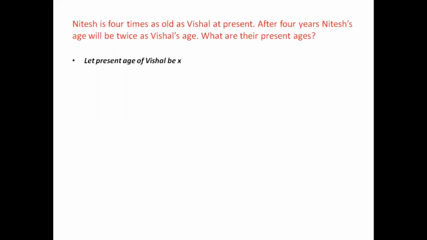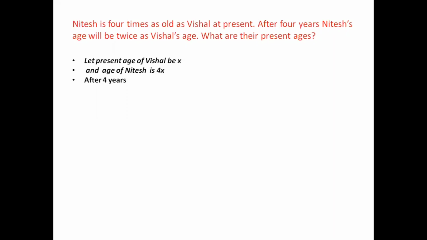And Nitesh is 4 times as old as Vishal at present. So the present age of Nitesh is 4x, as Nitesh is 4 times older than Vishal. Now after 4 years, in this question one more condition is given, that after 4 years Nitesh's age will be twice Vishal's age.